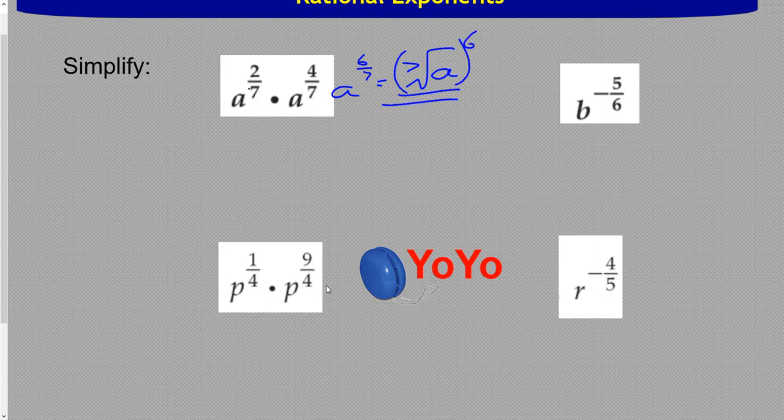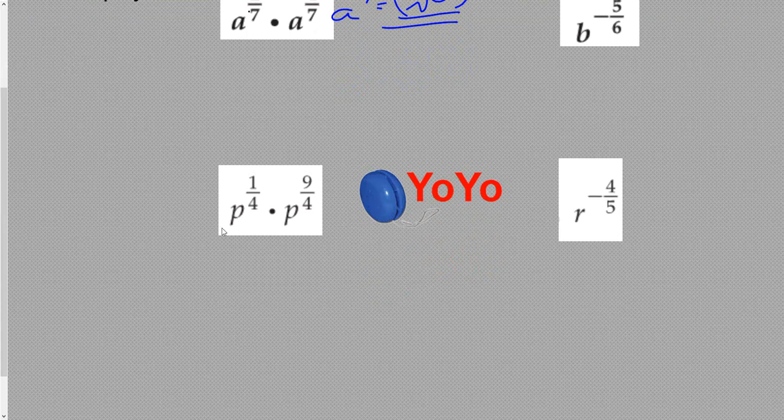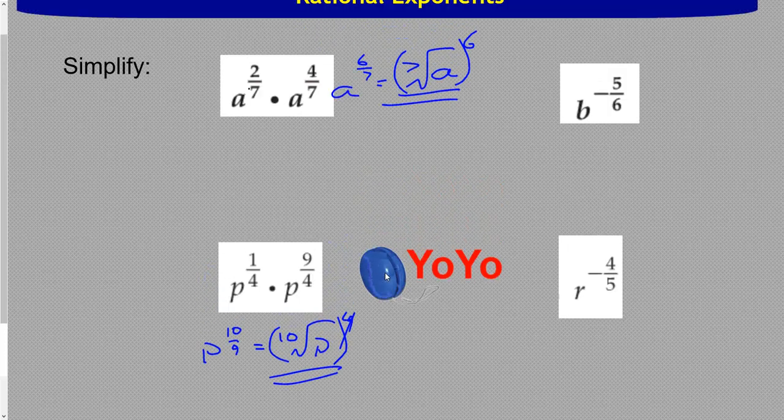Okay. Let's jump down here to the p's. P to the 1/4 times p to the 9/4. That's going to be p to the 10/4, which will be the 4th root of p to the 10th power. That's 4, not 9. Okay, again, can't reduce that any further.